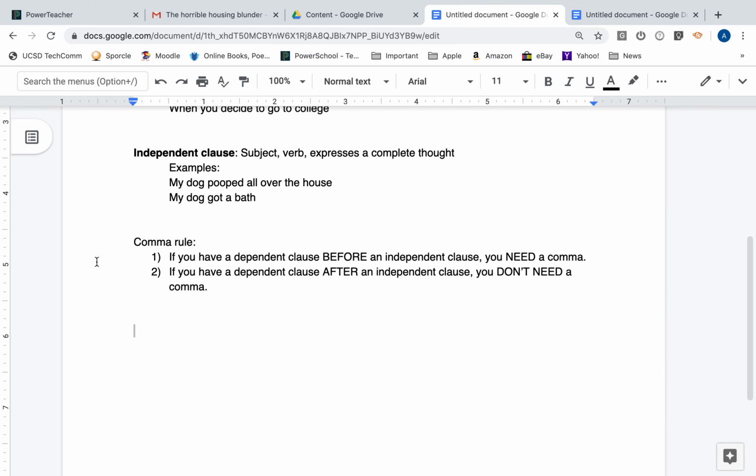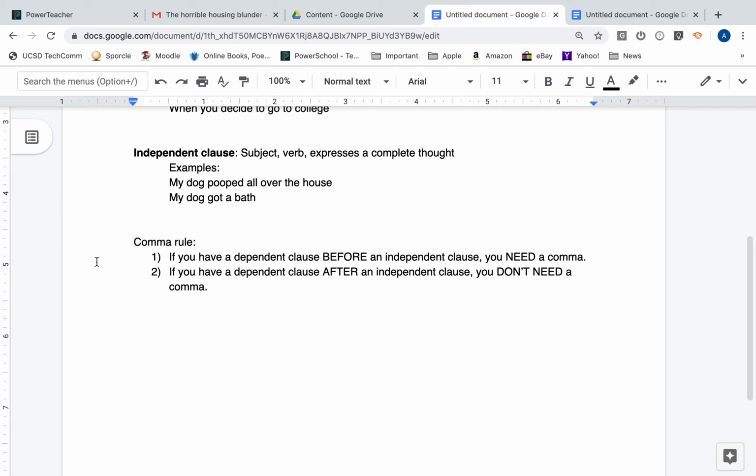Independent clause, you have a subject, a verb, and it does express a complete thought. For example, my dog pooped all over the house. Okay, my dog, the verb here is pooped, and the complete thought is he pooped all over the house. My dog got a bath. Dog is going to be the subject, got is going to be the verb, and the complete thought is going to be a bath. So let's talk about the comma rule. If you have a dependent clause before an independent clause, you do need a comma.